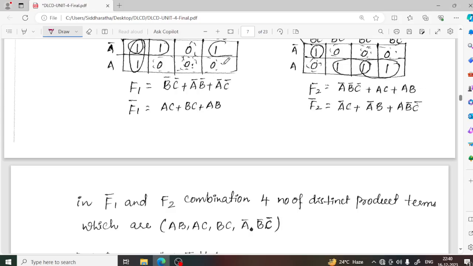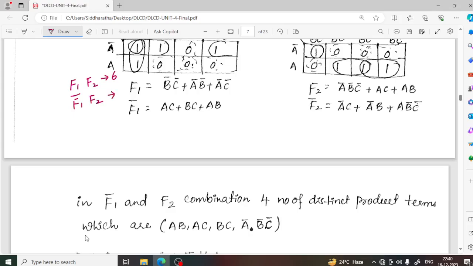So in total how many distinct product terms are present? Any repeated product terms or any common product term in F1 and F2? No, all are distinct product terms. So what is the count for F1 and F2? The count is 6 distinct product terms. Now F1 taken in complement form, F2 in normal form.